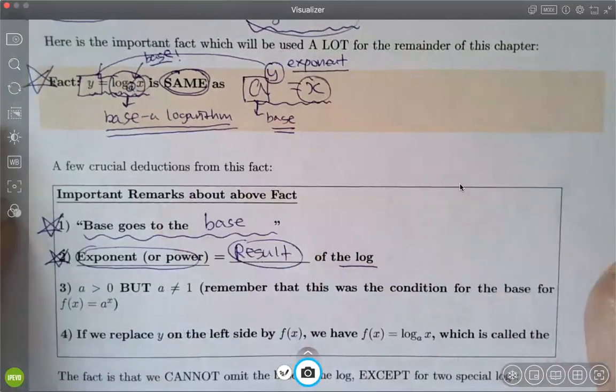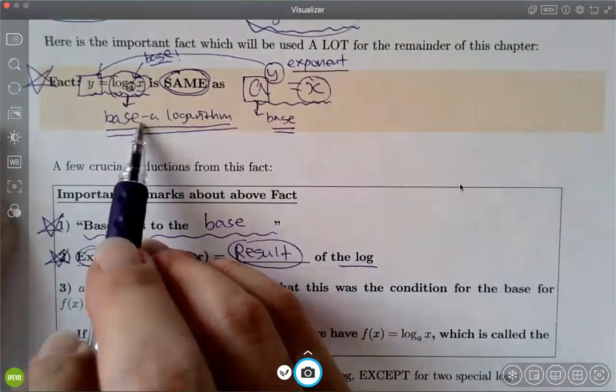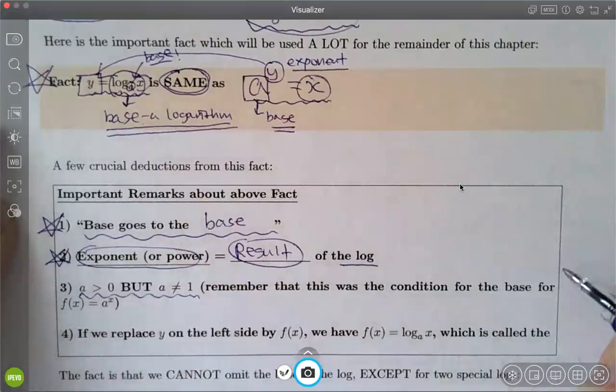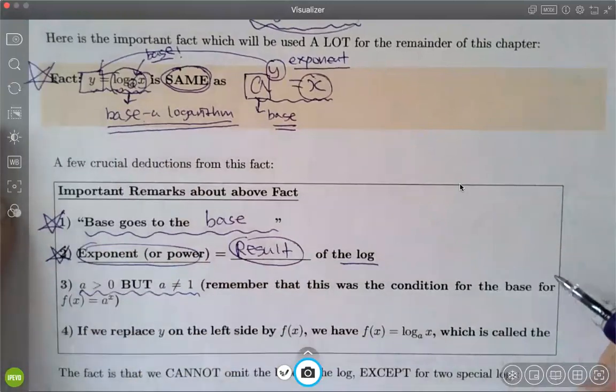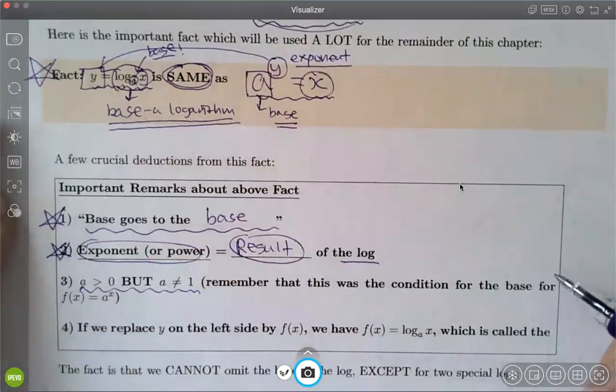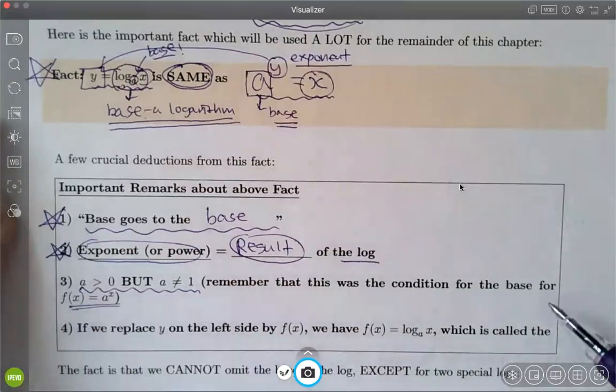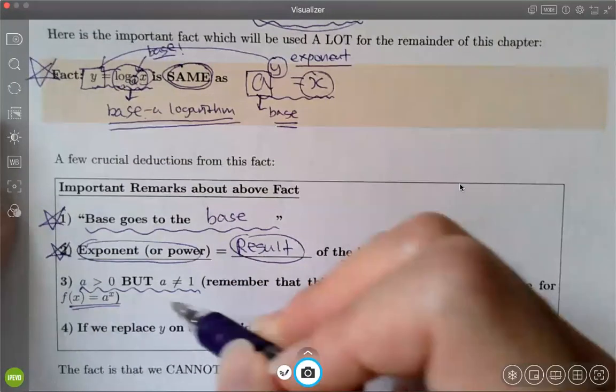Now, the condition for the base of the logarithm is that it's positive, but it can't be equal to 1. Have we seen this condition before? The answer is yes. Where have we seen it? It was the condition for the base of the exponential form a to the x. Remember that? And it makes sense, right? Because base always goes to the base, so it has to have the same restriction.